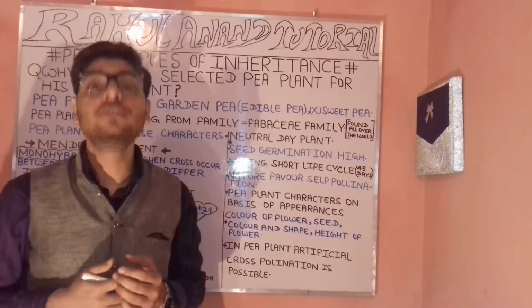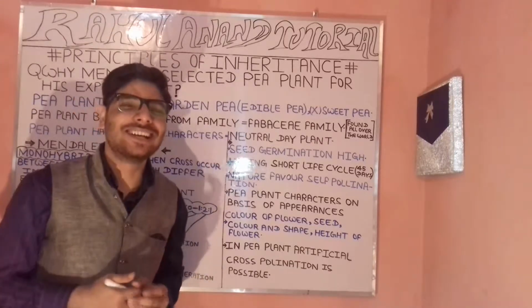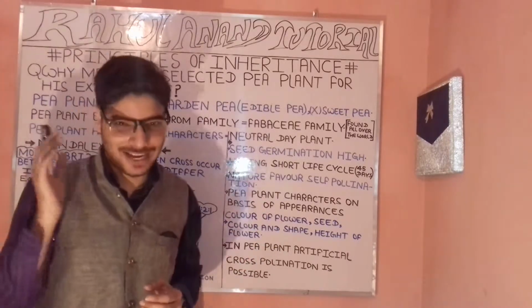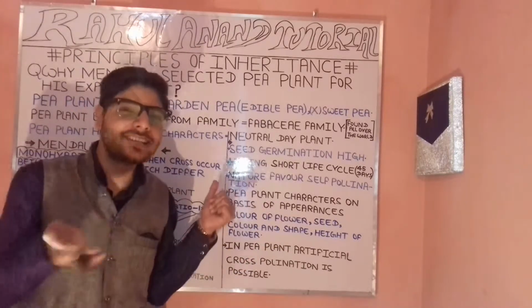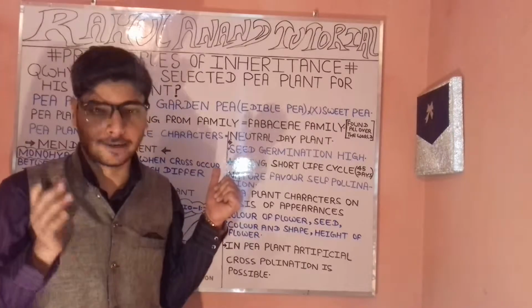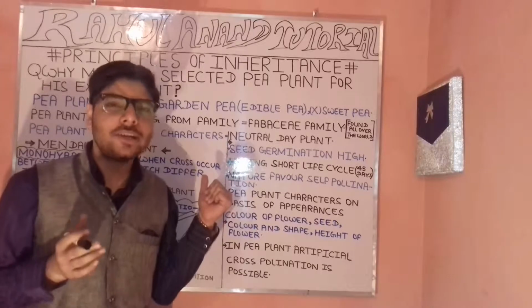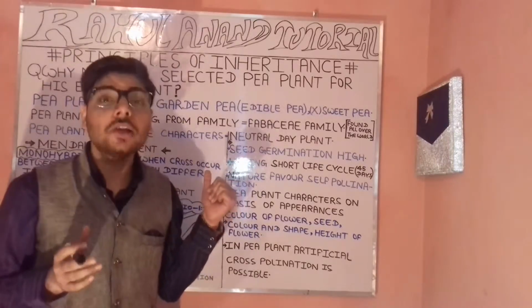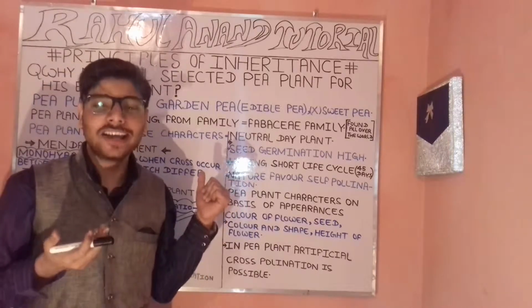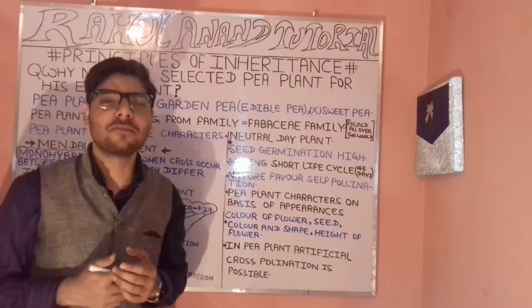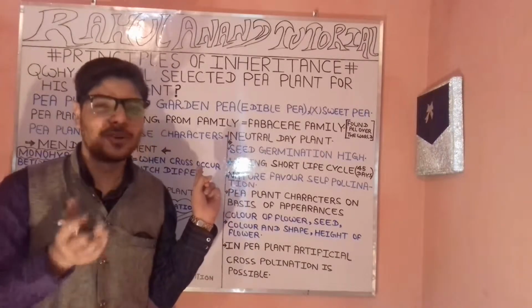Can you tell me what they were? It was the monohybrid cross, then the dihybrid cross, then the polyhybrid cross. So let's understand the monohybrid cross here. So what is a monohybrid cross? When the cross occurs between organisms which differ in the trait, it comes under the monohybrid cross.